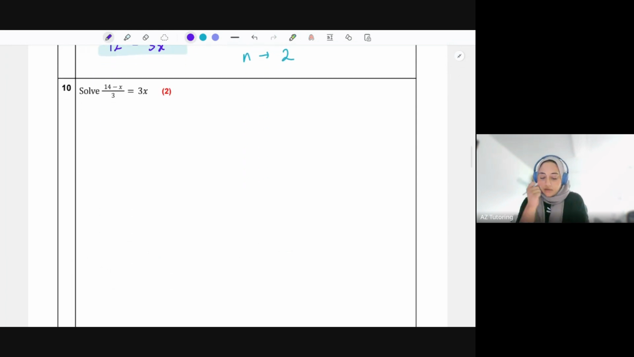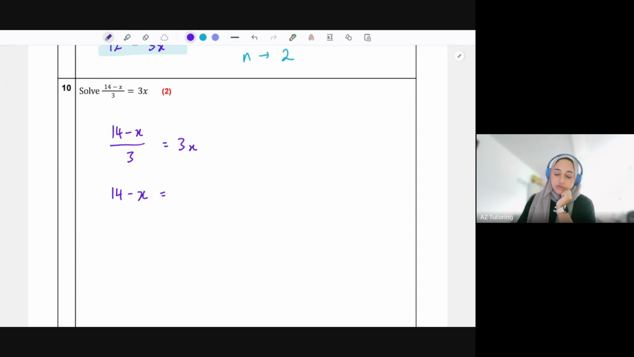Okay, solve 14 minus x over 3 equals 3x. So I'm going to times this 3 up first. So I get 14 minus x equals 3x times 3, which is 9x. Now I need to get all the x's on one side. So I'm going to bring this minus x over to the right-hand side so I keep my x's positive. Makes it easier to work with.